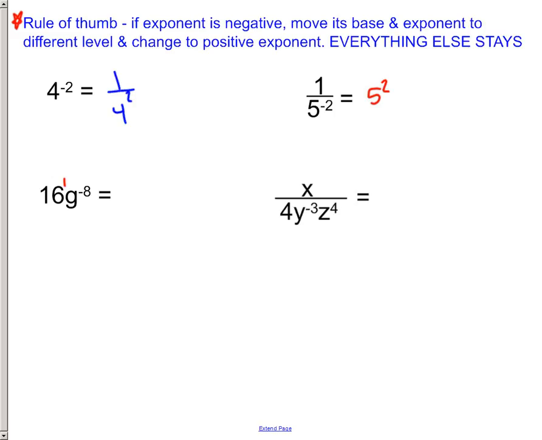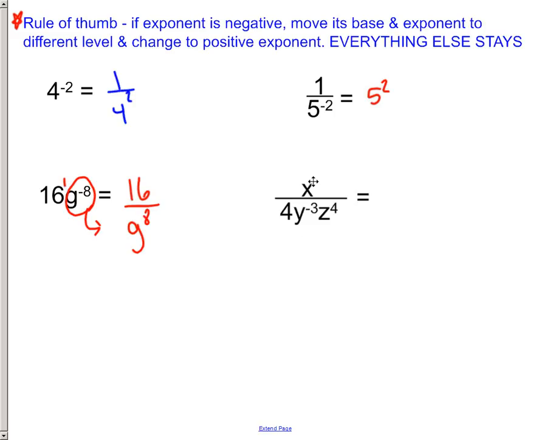16 has its own exponent. That's 1. So the 16 is going to stay. It's the g to the negative 8th that's got the negative exponent. That's what's going to be moved down below and change the exponent to a positive.